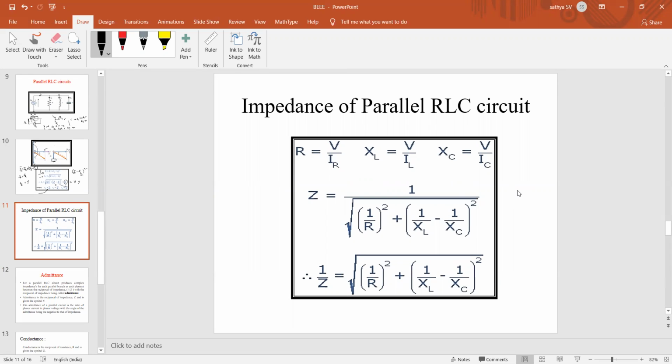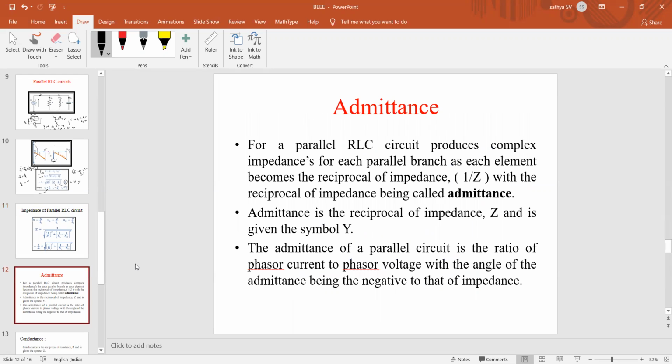And then note down the admittance and its definition for your examination point of view. A parallel RLC circuit produces complex impedances for each parallel branch, and the reciprocal of impedance, which will be very important, is called admittance, given by the symbol Y.